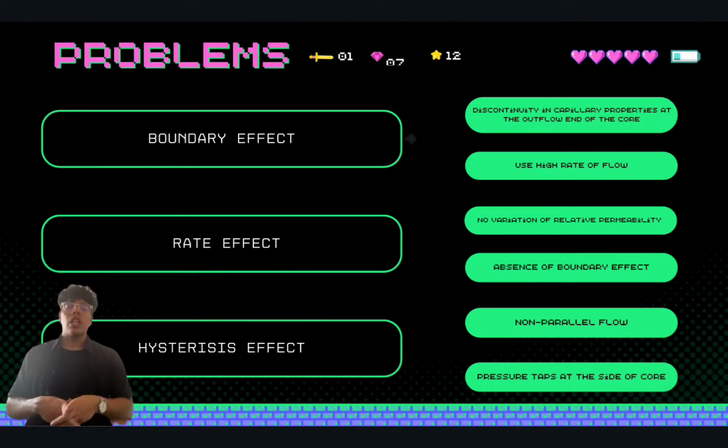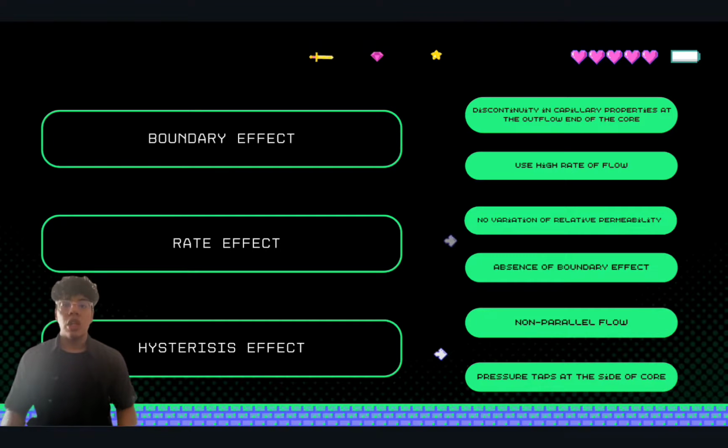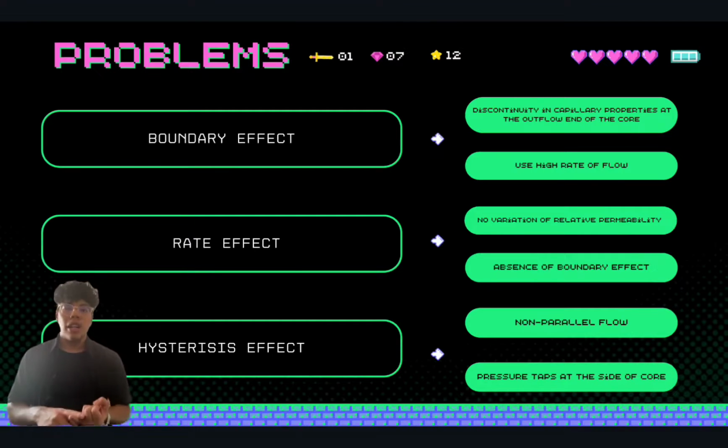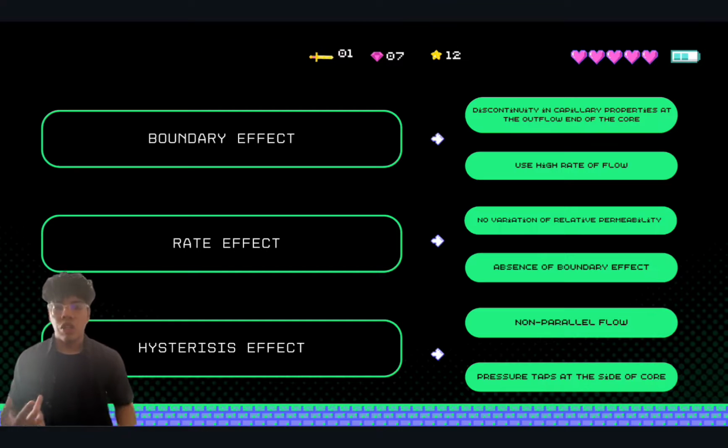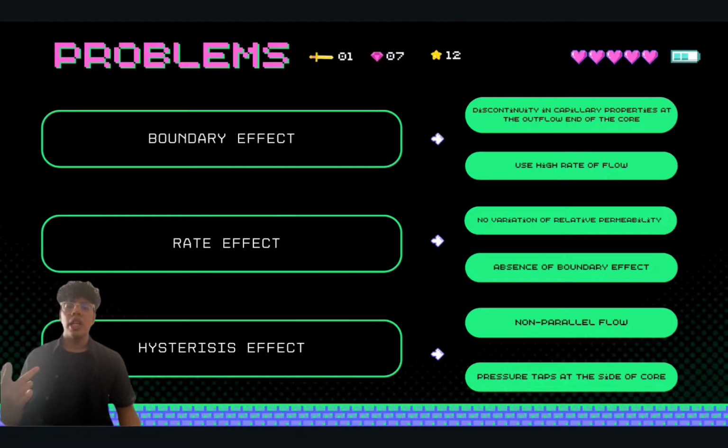To tackle this problem, we use high rates of flow, because it is shown by theoretical considerations based on Darcy's law, relative permeability saturation relations, and capillary pressure saturation relations, that the saturation distribution along the core varies with different rates of flow. So it may be concluded that at high rates of flow, the error introduced by the boundary effect may be so small that it will not appreciably affect the measurements of relative permeability.